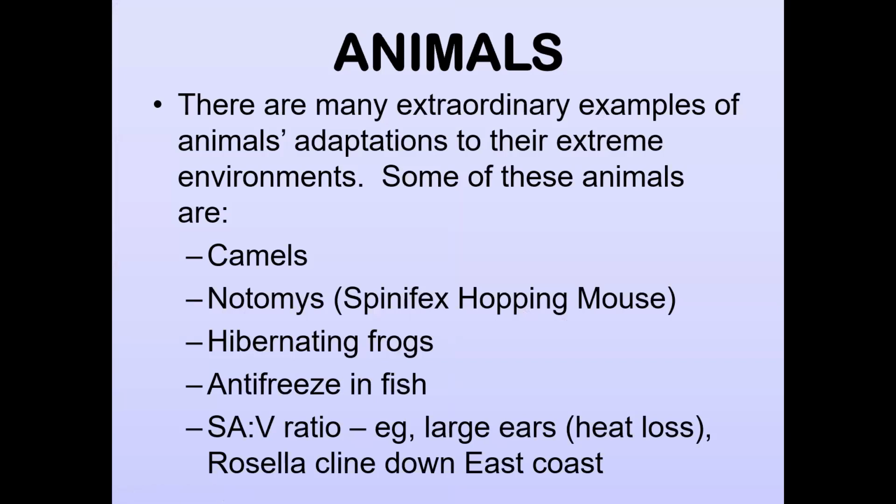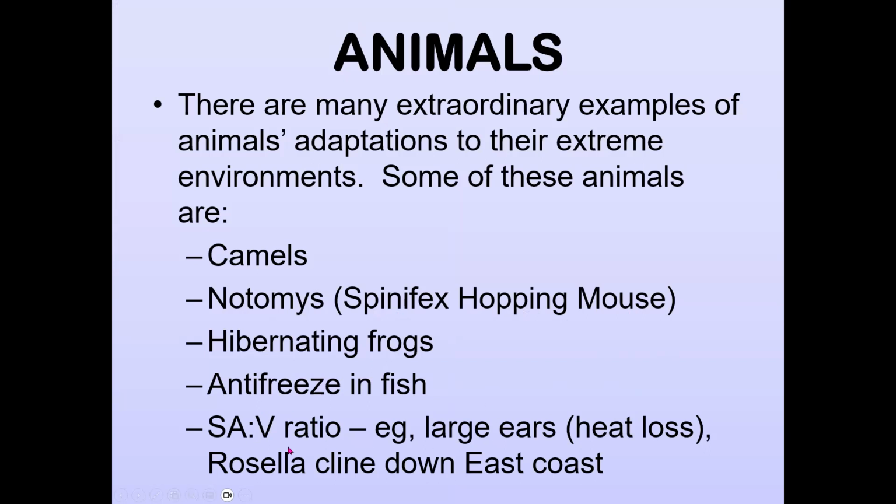Now, so we're talking about adaptations. So far, we've talked about plants. Let's look at animals. So there are animals that live in extreme environments and they survive. They wouldn't know any different. Camels, notamus. Now, notamus is the Australian spinifex hopping mouse. There are frogs that hibernate. There are fish with antifreeze.